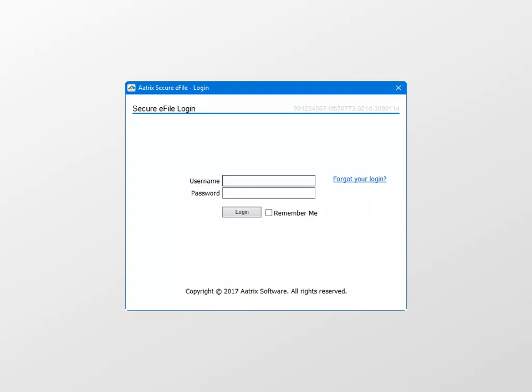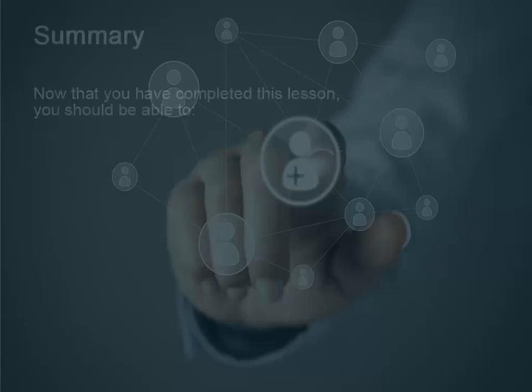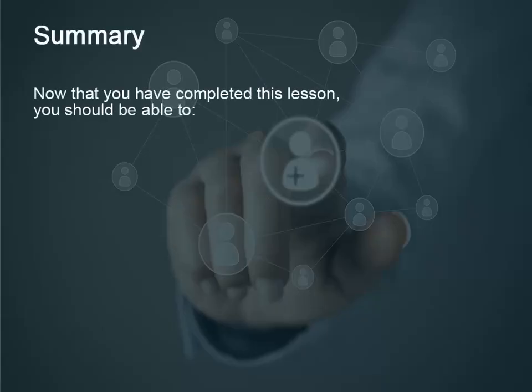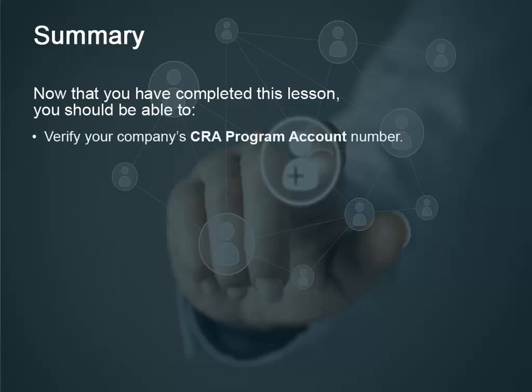If you've had to select any of the services that have a fee associated with them, such as a complete e-filing package, you will be asked to provide a method of payment in this process. Once you've completed this, you can check the status of your filings by logging into your e-filing account at efileca.atrix.com. Now that you've finished watching this session, you should be able to verify your CRA program account and generate and e-file your T5018 returns.